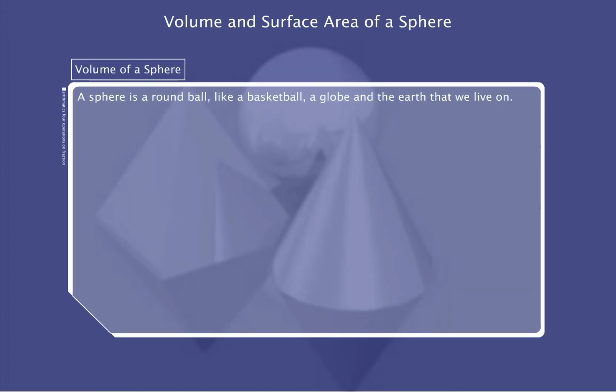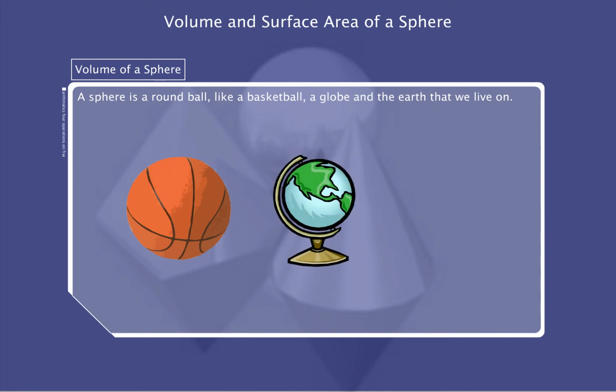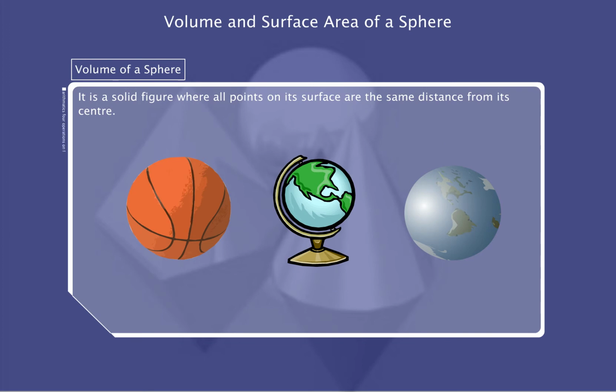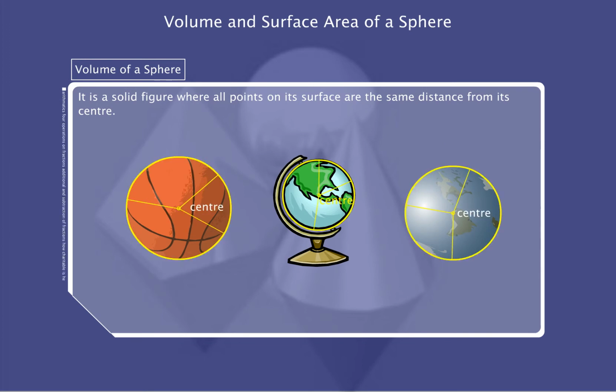A sphere is a round ball, like a basketball, a globe, and the earth that we live on. It is a solid figure where all points on its surface are the same distance from its center. You can try to derive a formula for finding the volume of a sphere by yourself.